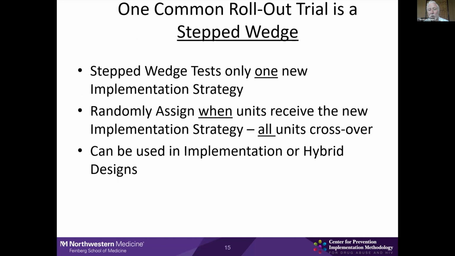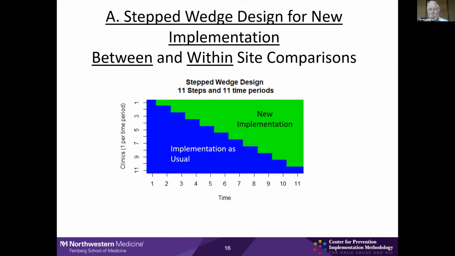So one type of rollout design is a stepped wedge. Stepped wedge designs are classically the following. They have only one new implementation strategy they're looking at. They randomly assign when units receive the new implementation strategy, and all of the units cross over into the new strategy. And then finally, they can be used for implementation or hybrid designs.